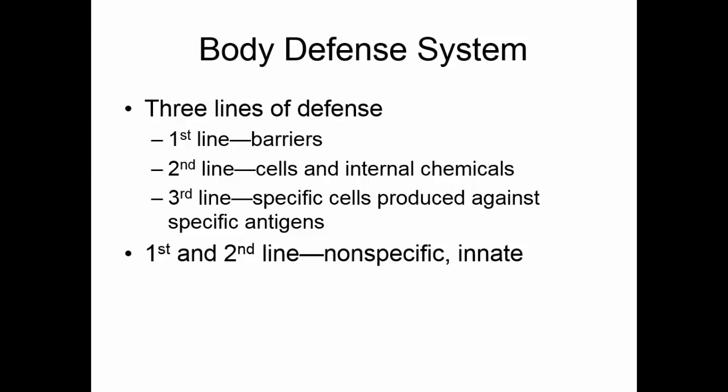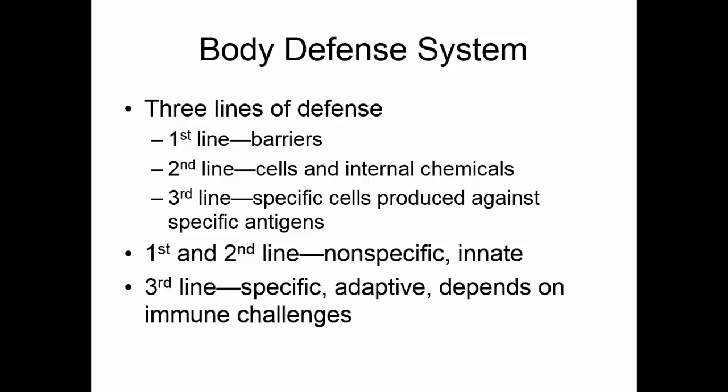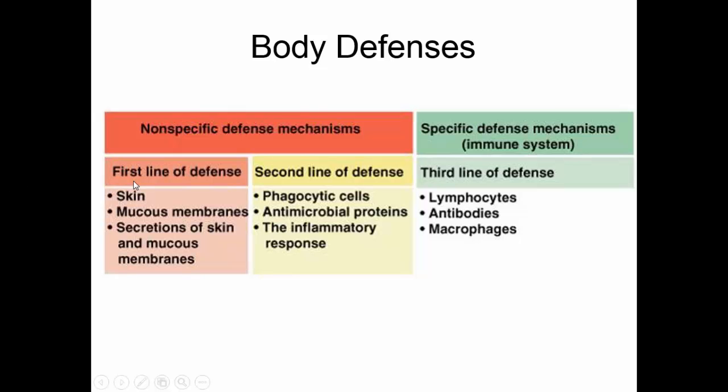The first and second lines of defense are nonspecific. We say they're innate. Everyone has the same tools in their toolbox. The third line of defense is specific. We sometimes refer to this as your adaptive immune system because this will be unique for each individual. What you have in this line of defense will depend on what immune challenges you have met. The nonspecific defense mechanisms: your first line of defense, skin, mucous membranes.